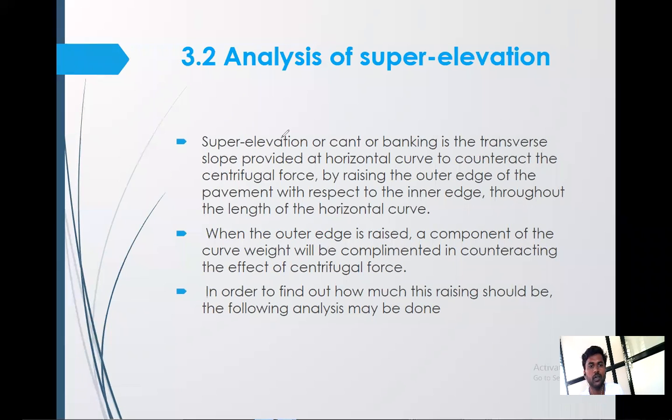Simply, one edge of the horizontal curve is at a higher elevation than the other edge. The outer edge will be at a higher elevation than the inner edge. This rise in the level is called superelevation, or cant, or banking. So these are three different names.